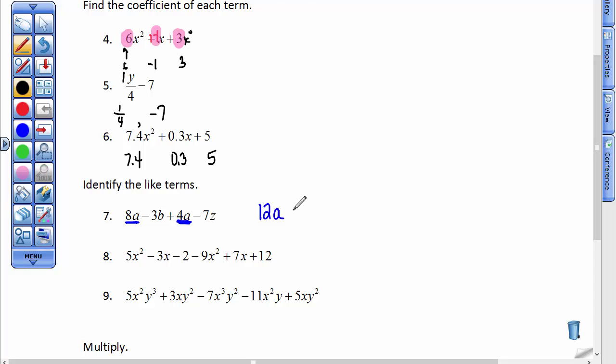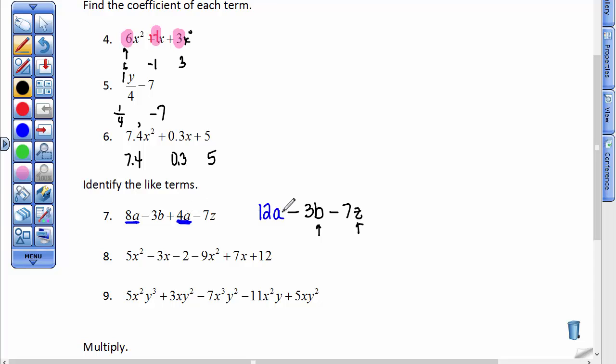If I was trying to simplify this expression, then I would still want to put the -3b and the -7z at the end. These are not like terms because this is brownies and this is zebras. And you can't combine brownies and zebras. You can only combine like terms. So the 8 apples and the 4 apples, you can call 12 apples.